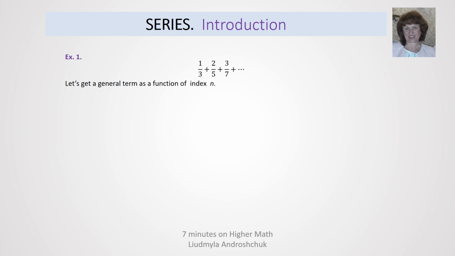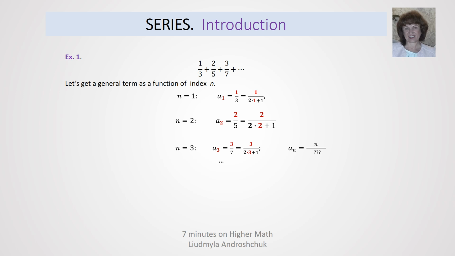And now let's see some examples. First of them, the series is given: 1/3 plus 2/5 plus 3/7 plus and so on, and we need to find the general term as a function of index n. So first, n equals 1, it is the first term, a sub 1 equals 1/3. When n equals 2, the second, 2/5. N equals 3, the third, 3/7.